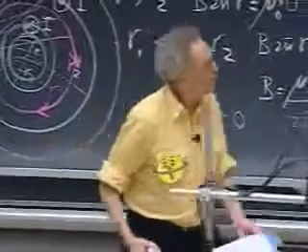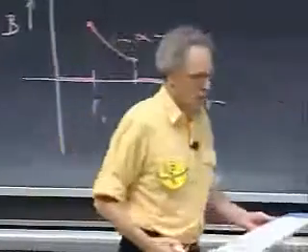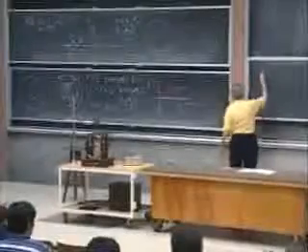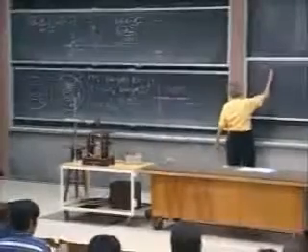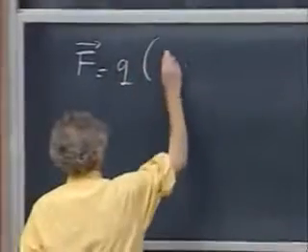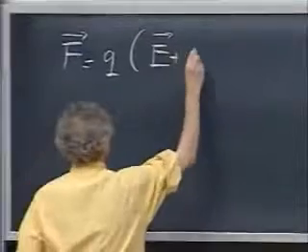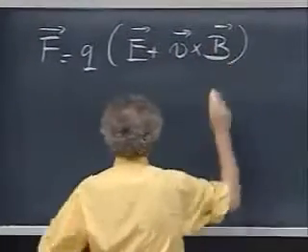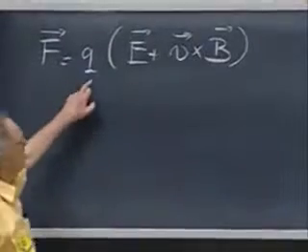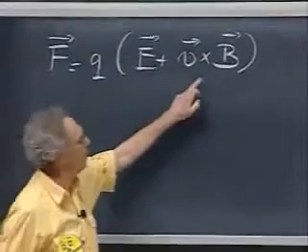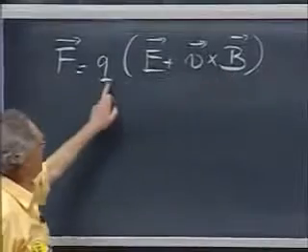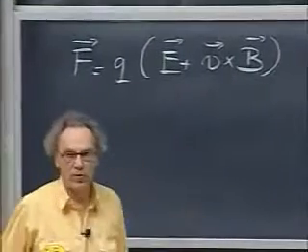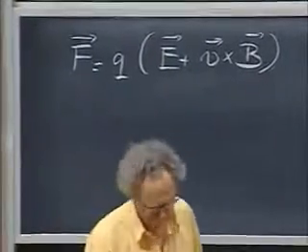So now, I want to turn to Lorentz forces. The Lorentz force, F, is Q times E plus V cross B. This is the charge, which is moving with velocity V in a magnetic field B, and at the location of that charge there happens to be also an electric field E.